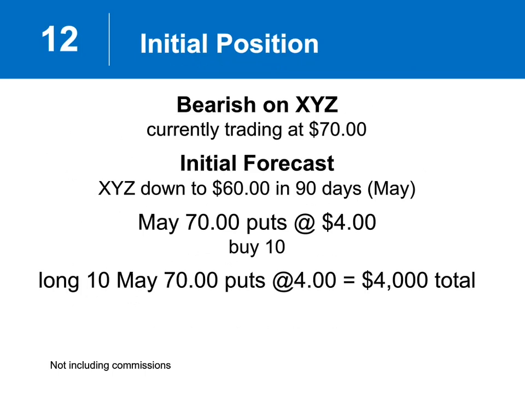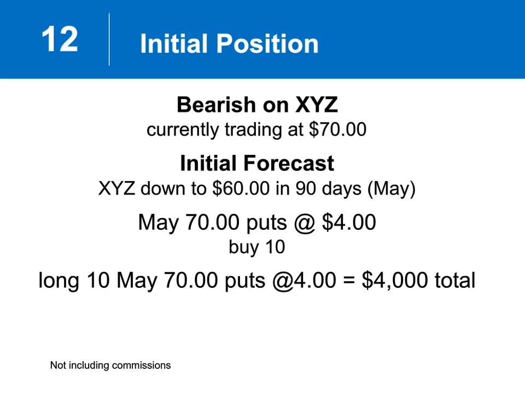So let's get started with tonight's position. We're going to start with a bearish forecast on OIC's favorite stock, XYZ. Stock currently at $70. Our forecast is bearish, and we really expect this stock to tank pretty aggressively over the next 3 months or 90 days. And we'll start in May. So we're going to have a May 70 put position with 90 days till expiration.